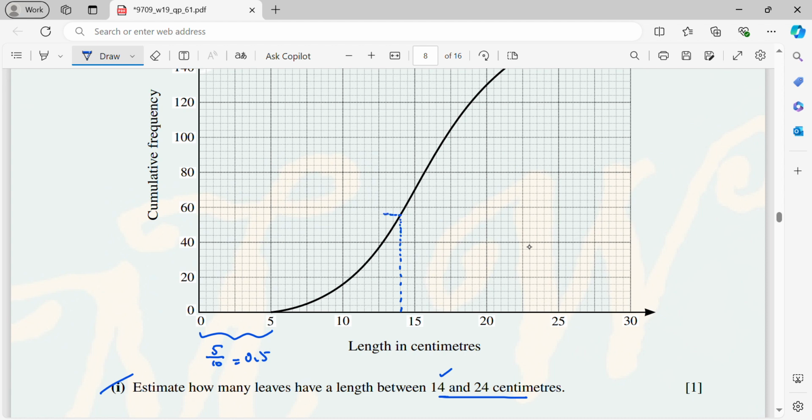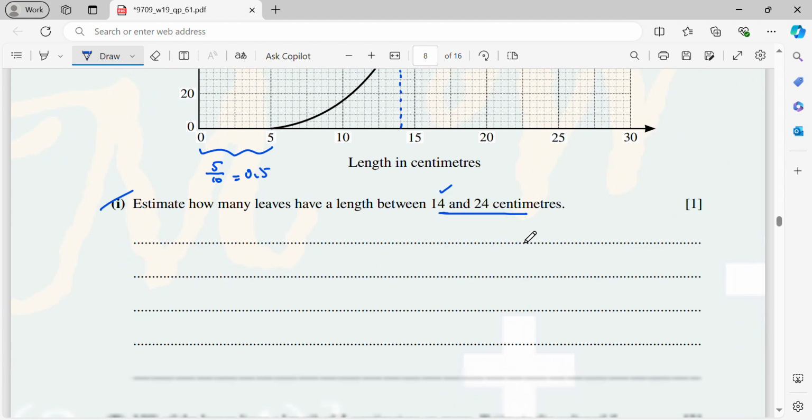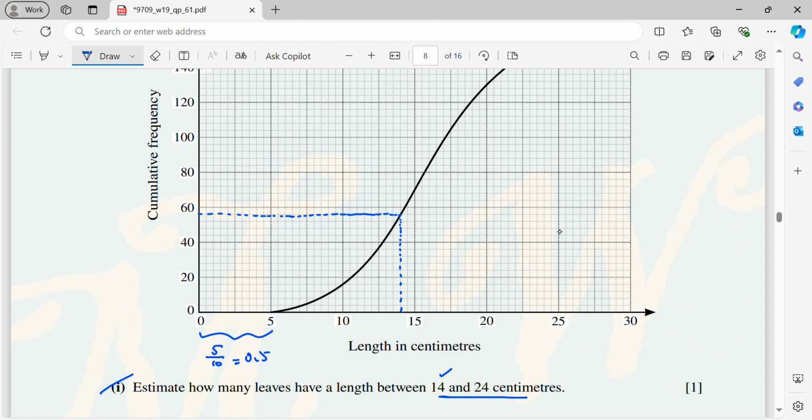Okay, then read how many leaves. That is 58. Right? So, oh sorry, it's not 58. Okay, here 20 units for 5 squares. So each square is 4 units. So that means here you minus 4 from 60. That is 56. Right? So let me check again.